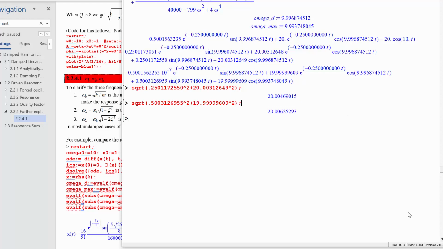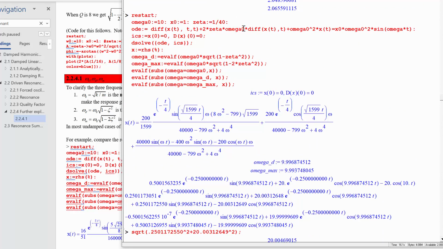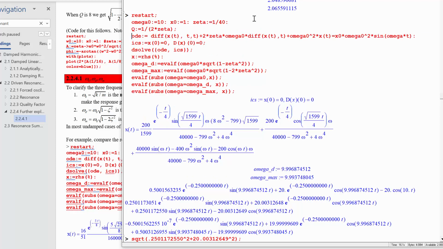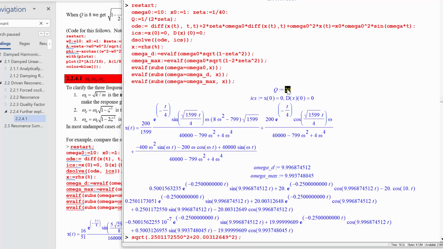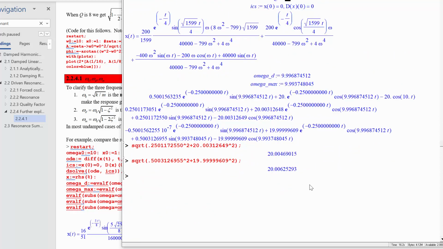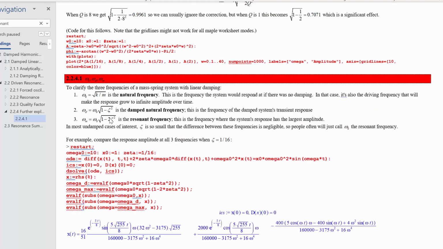So for decent quality factors, remember that Q is 1 over 2 times zeta. So here we're at a quality factor of 20. For decent quality factors, like if you have a quality factor that's 50 or 100, then in a lot of situations you're going to have a difficult time doing experimental measures that see much difference between these kind of amplitudes. So that's why in a lot of situations you'll just end up saying that this thing is the resonant frequency and not worrying about the fact that the true resonant frequency is slightly lower.